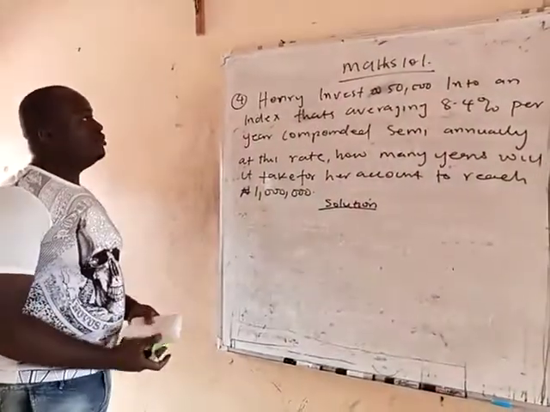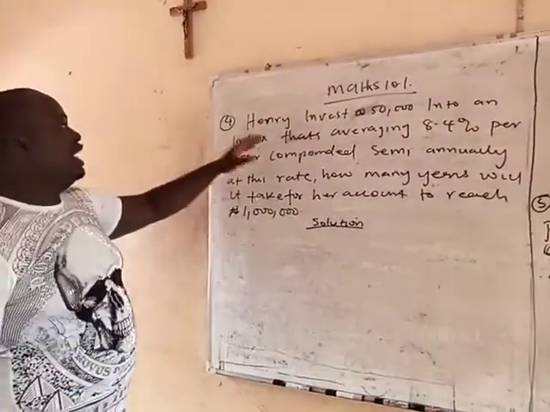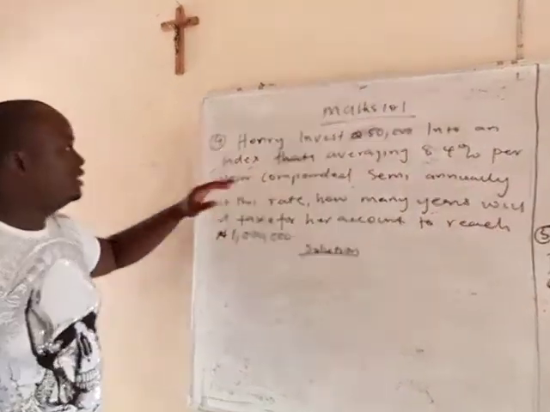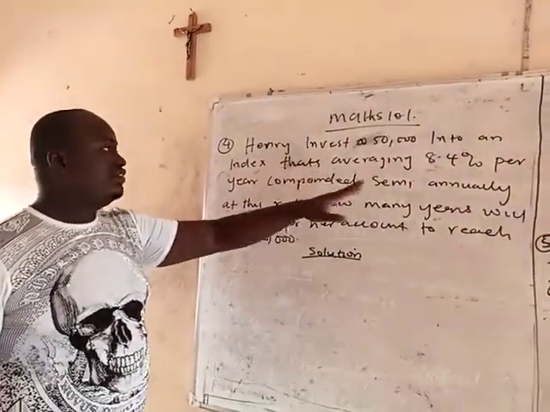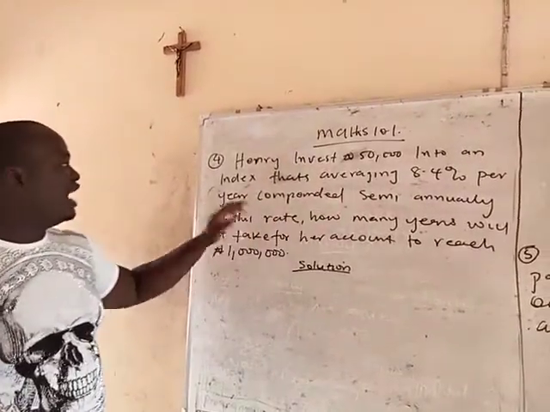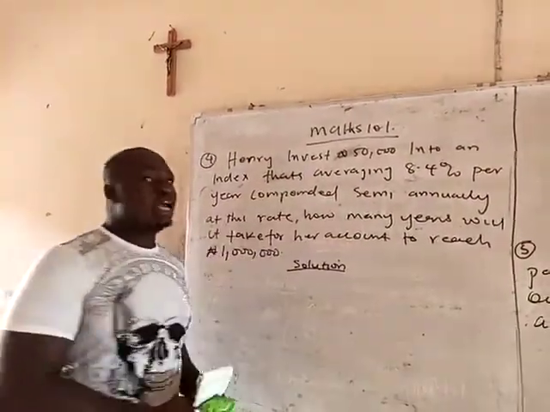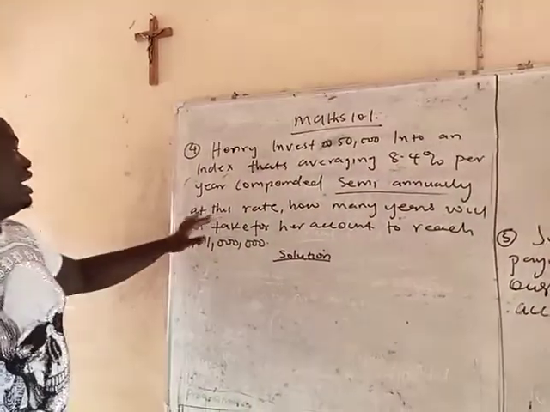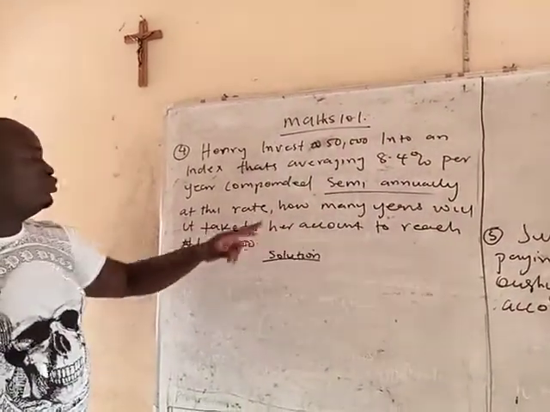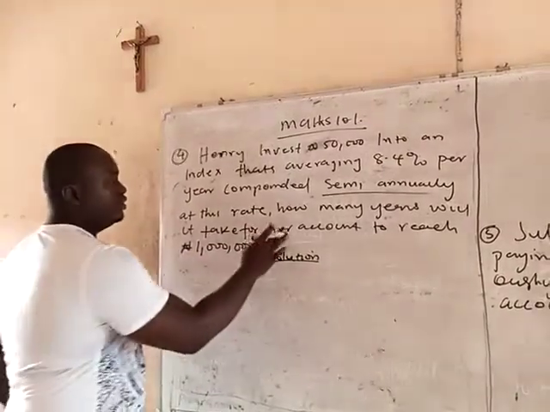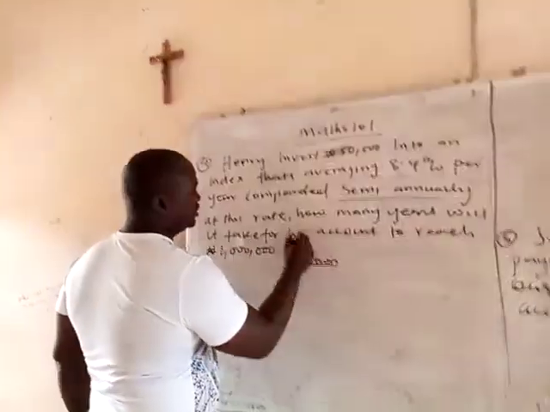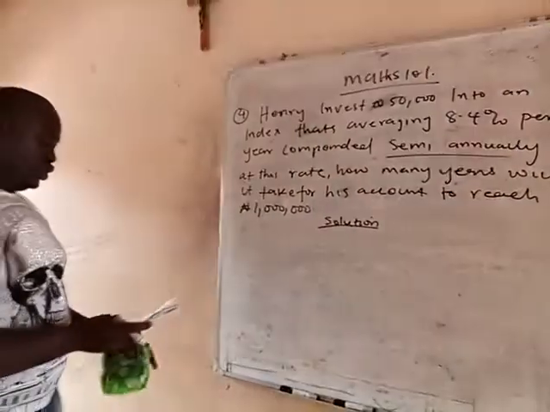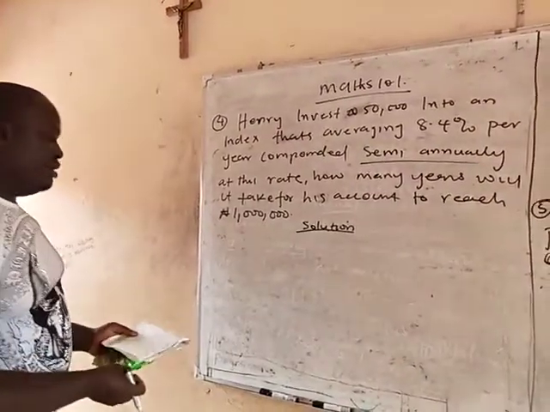So, example number 4. Henry invests 50,000 naira into an account, into an index that's averaging 8.4% per year, compounded semi-annually. Please note the keyword, semi-annually. At this rate, how many years will it take for his account to reach 1 million? Right? So they want to know how many years.